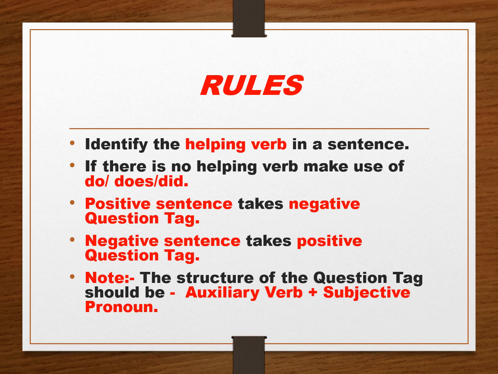After having all these concepts in our mind, we need to know the structure of the tag. The question tag is framed by making use of the auxiliary verb given in the sentence, and for that we need to add the subjective pronoun. So which are the subjective pronouns? They are I, we, you, he, she, it and they. Along with these, we need to add the question mark at the end of the tag.